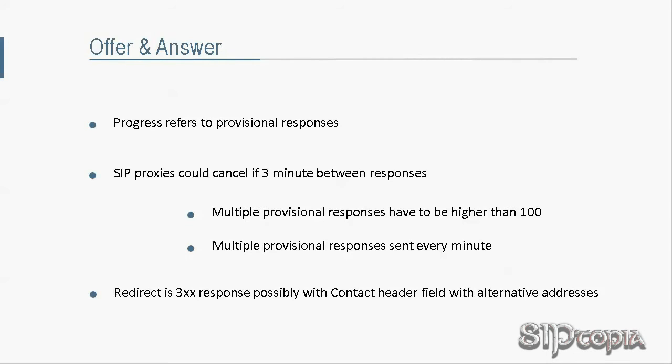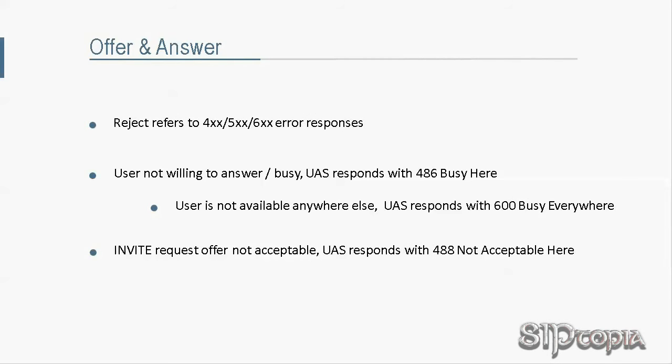Well, the 4xx, 5xx, 6xx error responses, the reject stage, have been explained in earlier tutorials, but as it relates to this section, it is worth discussing 486, 488, and 600. If the user is not willing to answer the call, or if the user is busy, the user agent server could respond with a 486 Busy Here.